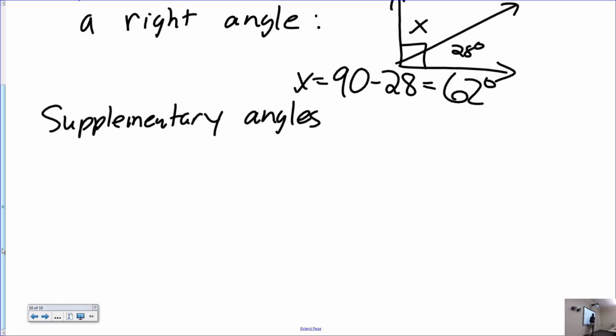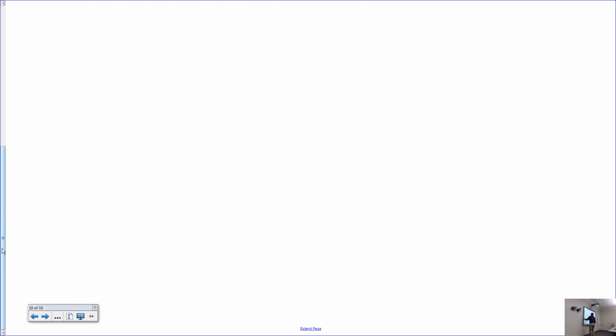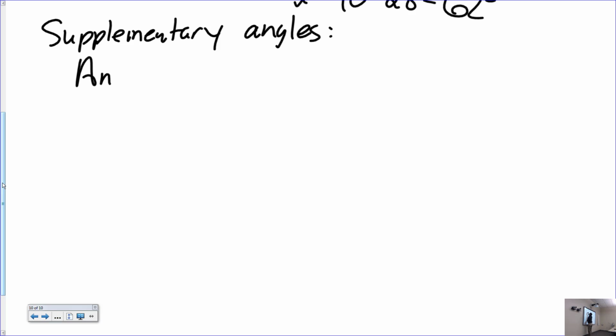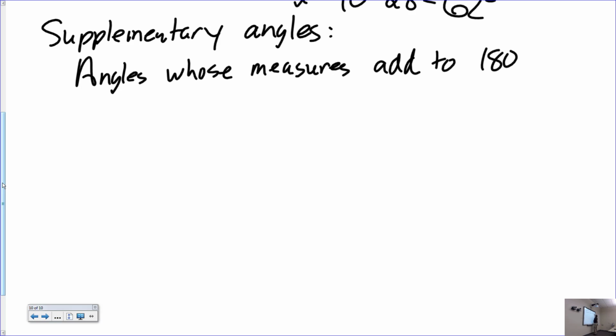Guess what supplementary angles create? Straight lines, exactly. Angles whose measures add to 180 degrees.